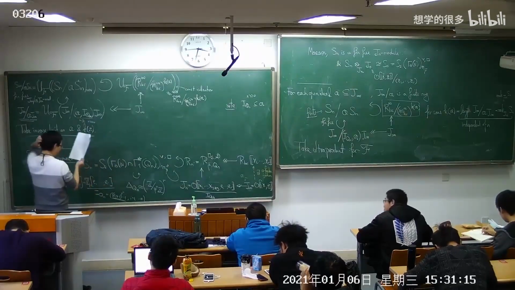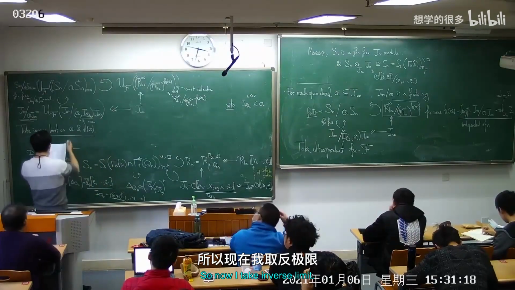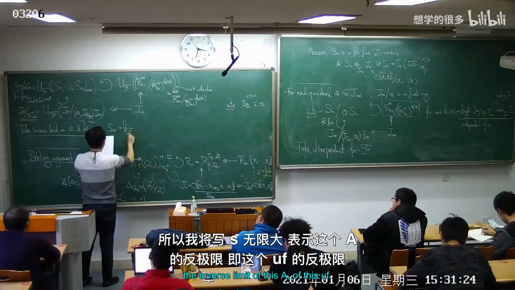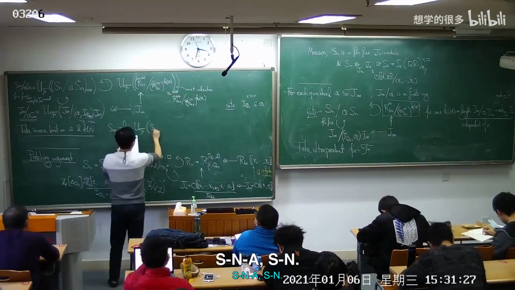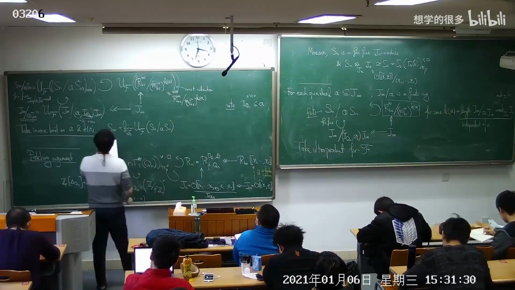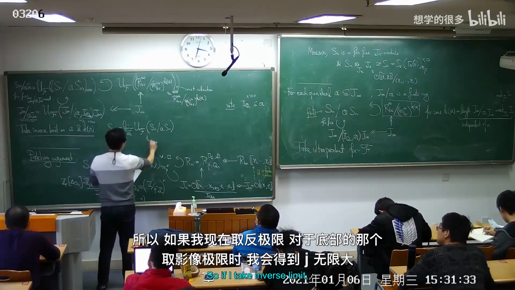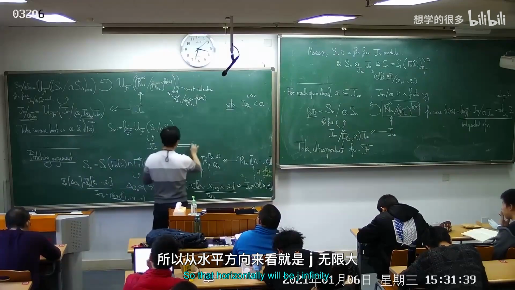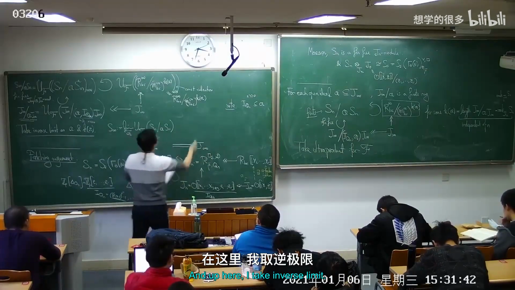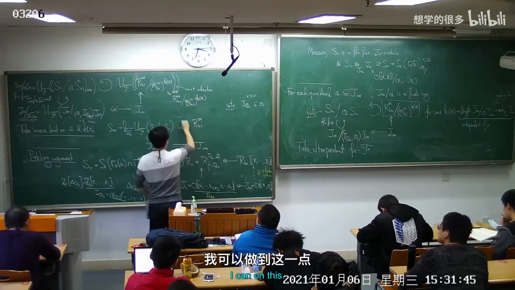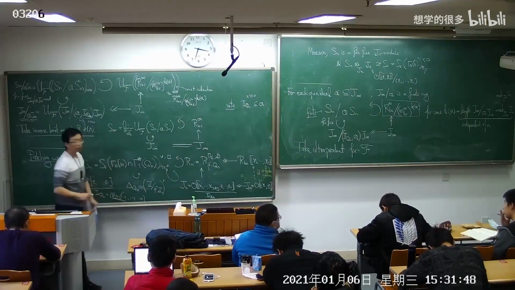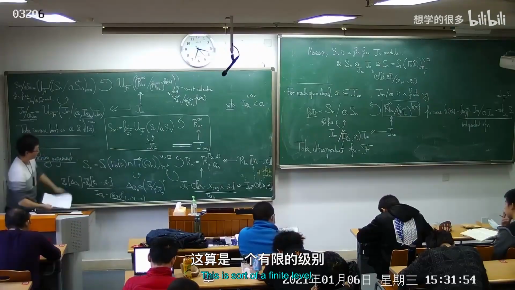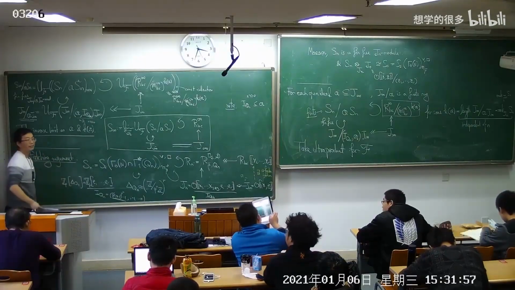My bad. Okay, so now I take the inverse limit. I'm going to write S infinity to be the inverse limit of this A, of this UF, Sn, A, Sn. If I take the inverse limit, now the bottom one, I'll get J infinity. So that horizontally will be J infinity. And up here, I take the inverse limit, I will get R infinity acting on this. I have a map this way. So this is the infinite level, and this is the finite level, what I have.